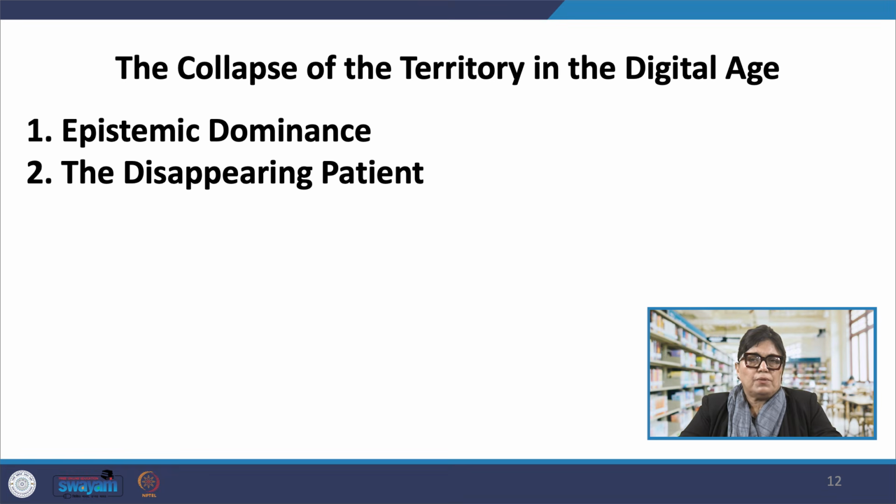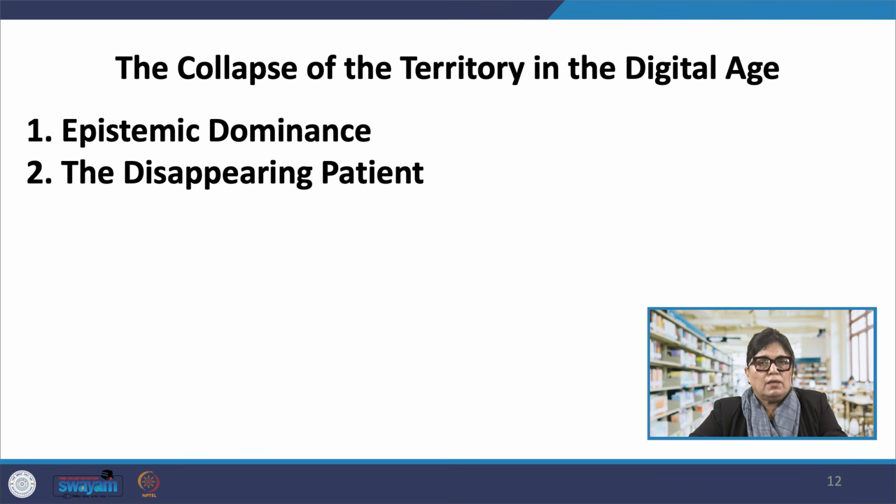The collapse of the territory in the digital age. With the rise of the eye patient, the digital facsimile of the patient inside the computer, the map has become completely unmoored from the territory. Epistemic dominance in the modern hospital. If a physical body contradicts the digital map, the map is almost always trusted over the body. If an MRI doesn't show a disc herniation, the patient's subjective experience of agonizing back pain is often dismissed as illegitimate.